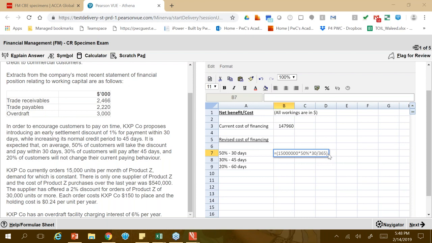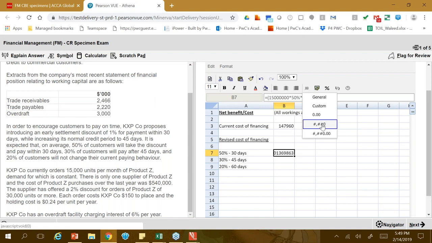Now what I'll do with this receivables balance is multiply it with the overdraft rate, which is 6%. And this will give me the cost of financing the receivables who take 30 days. That is 36,986. Is everyone okay with this calculation? Any questions on this one first before we go into the next ones?